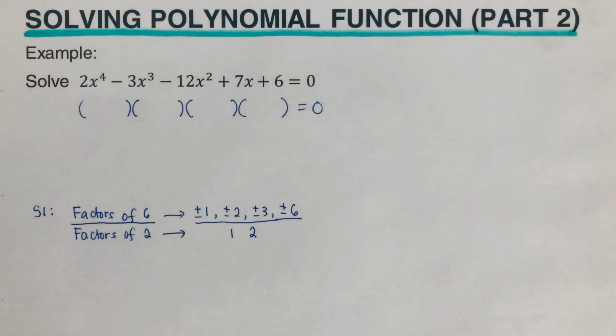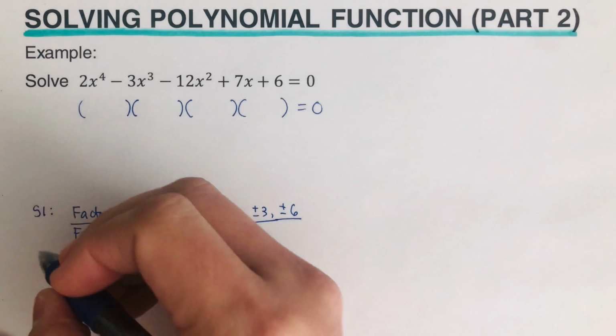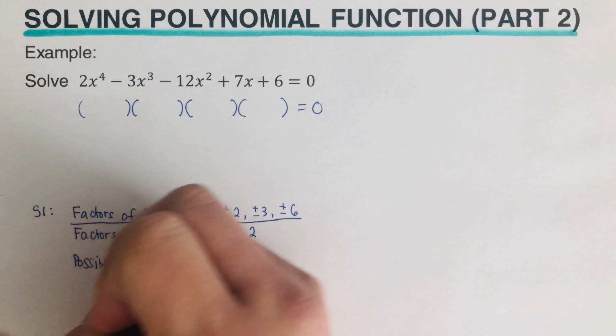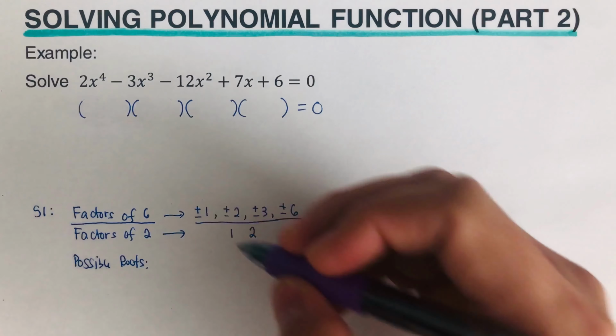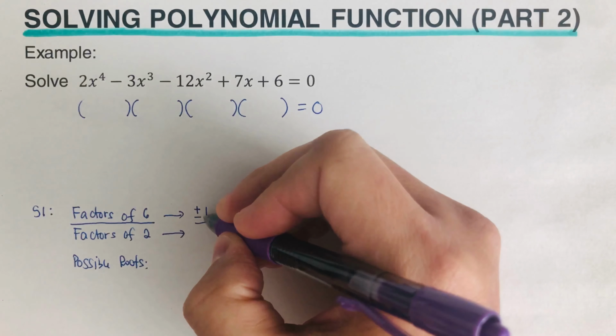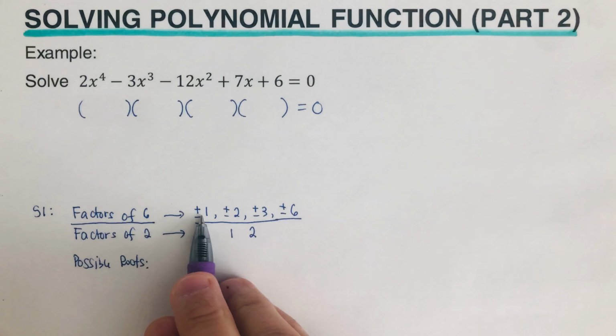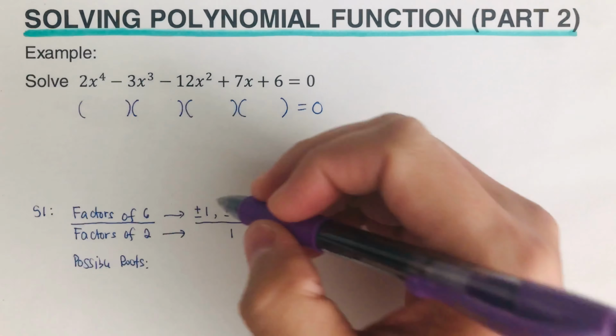Okay, so once we've set up this fraction right here, the next thing that we are going to do is to determine what the possible roots are using this first step. To determine the possible roots, again, we are going to divide the numbers in the numerator by each of the numbers that we have in the denominator.